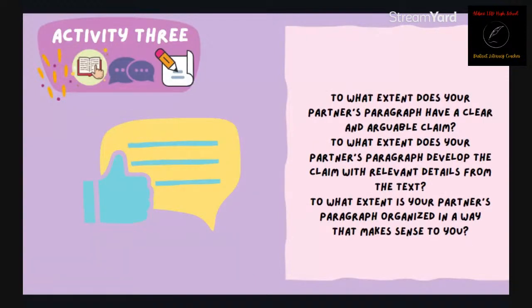To conclude this lesson, students exchange paragraphs with a partner, read their partner's paragraph, analyze how well their partner analyzed the text through the biographical lens, and respond to the questions on the screen. To what extent does your partner's paragraph have a clear and arguable claim? To what extent does your partner's paragraph develop the claim with relevant details from the text? And to what extent is your partner's paragraph organized in a way that makes sense to you?